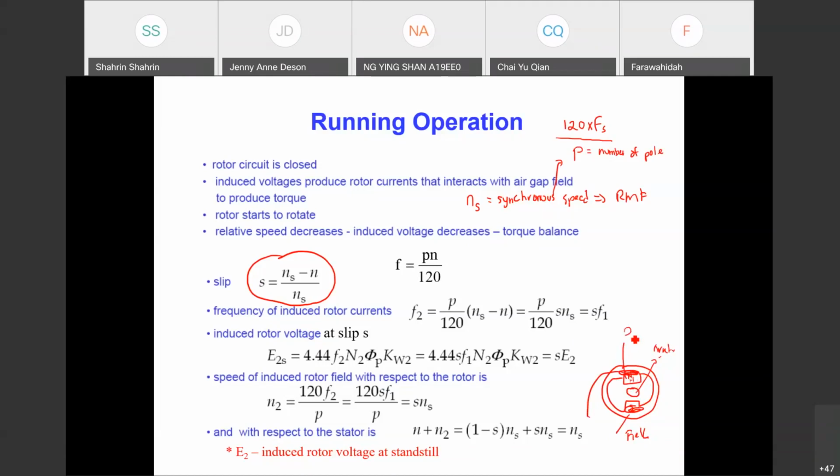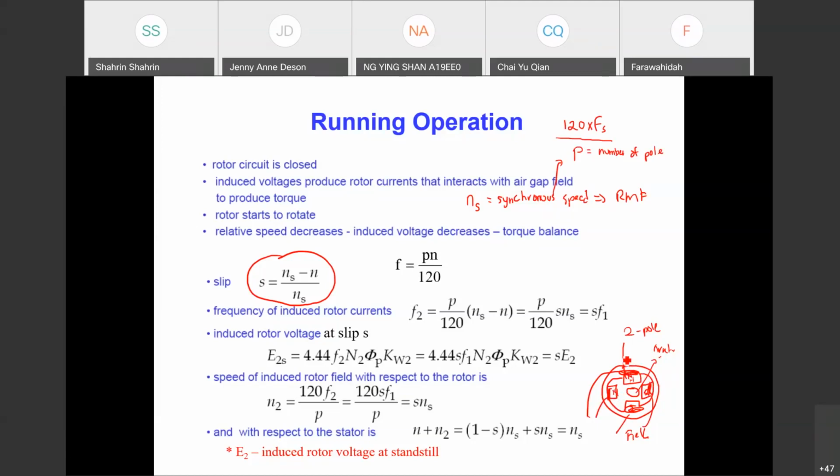This we call a two-pole structure. If you need four poles, you need to have this one, and there is a winding also, so this will create another north and south. This one we call four poles. But in an AC machine or AC motor, this pole is imaginary. You need to look at the video, which explains this pole.